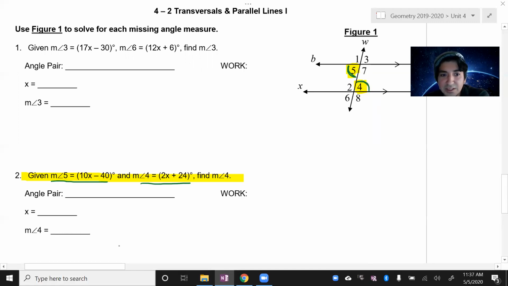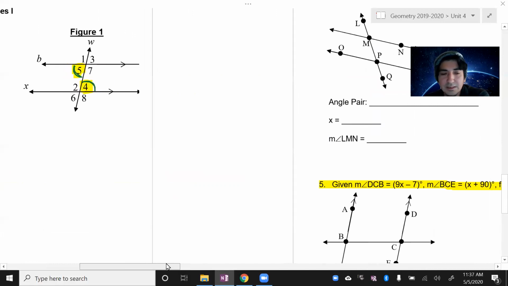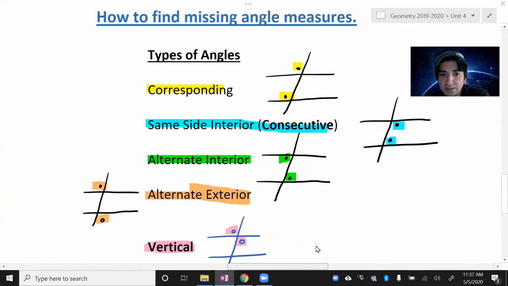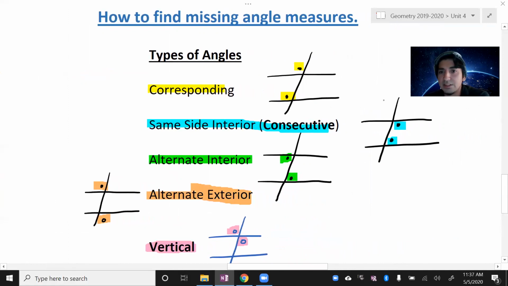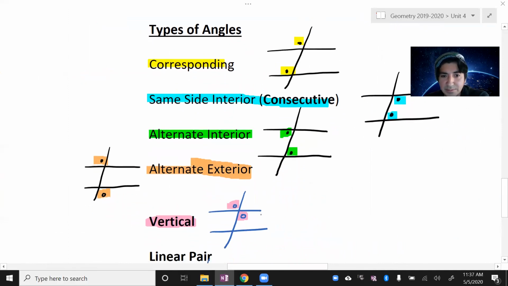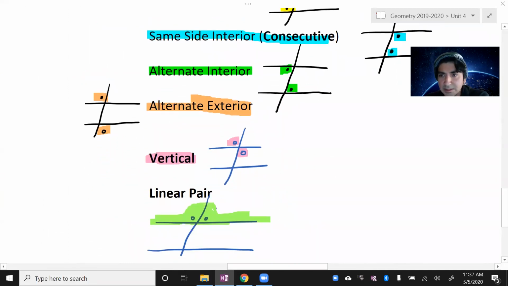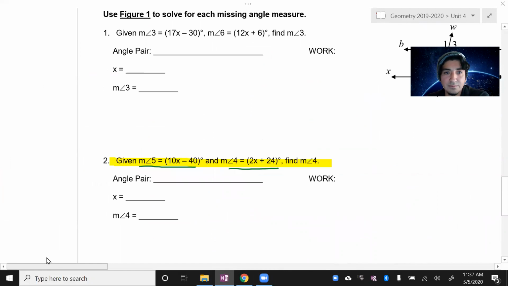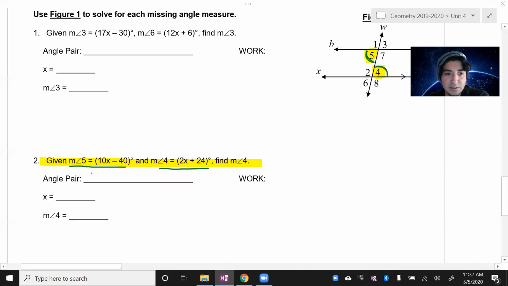So we're going to focus on, what's the name of that one. So if we go back to these, which one does it match with? Is it the yellow? No. Is it the blue? No. Is it the green? Maybe. Is it the brown? No. Is it the pink? No. Is it the lime green? No, it's not. So that means it's going to be alternate interior. So in this case, it will be alternate interior.